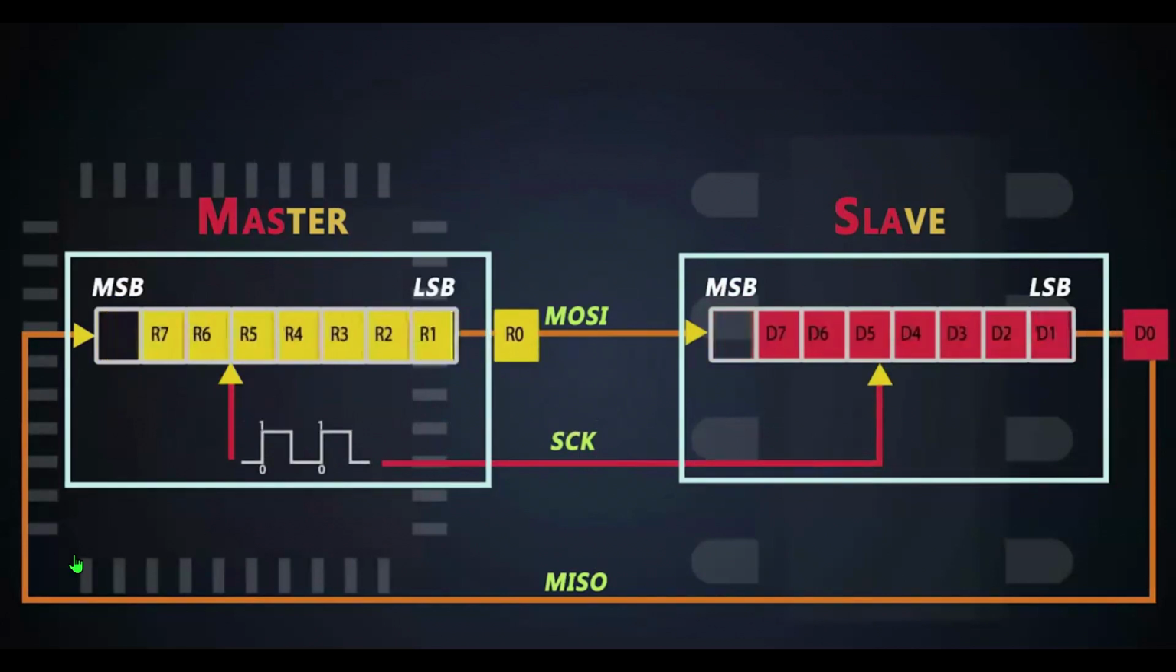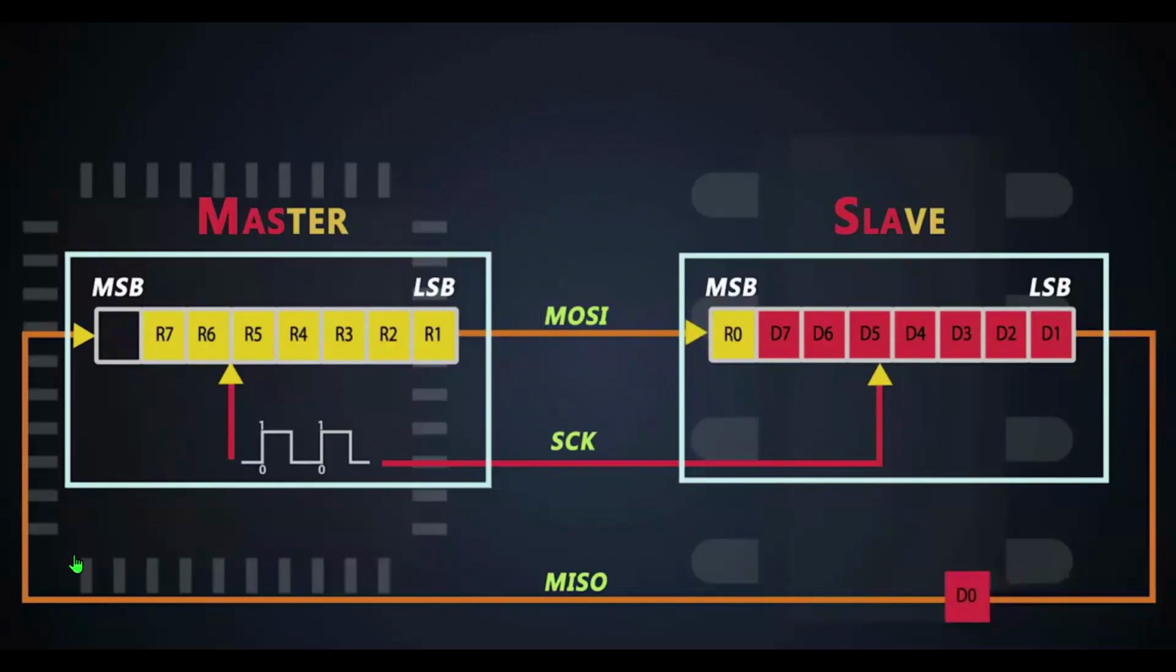Well, the master and slaves are connected in a ring, so the ejected R0 bit gets stored in the MSB position of the slave shift register, and the slave's ejected bit gets stored in the MSB position of the master. This is how the first bit travels from master to slave and from slave to master at the same time.